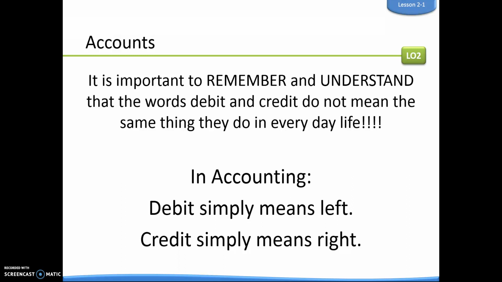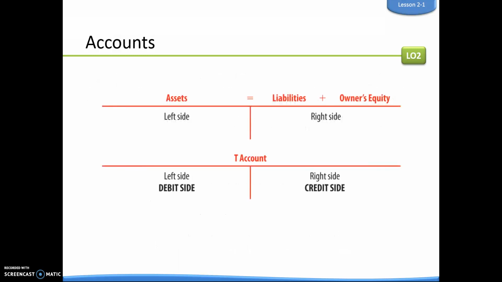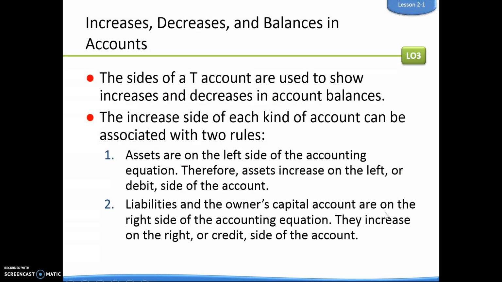So I kind of just went into all this, but remember, the words and the definitions we've thought of before don't mean anything to us in accounting. Debit is left, credit is right. So if we think about it this way, our T account has the left side as the debit side and the right side as the credit side. How that affects different accounts, we're going to look at here in just a second.